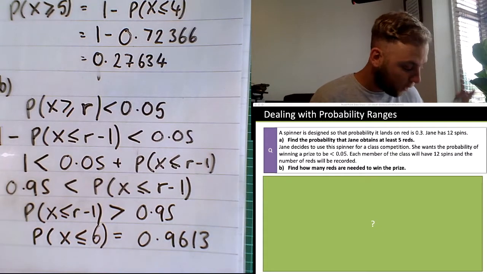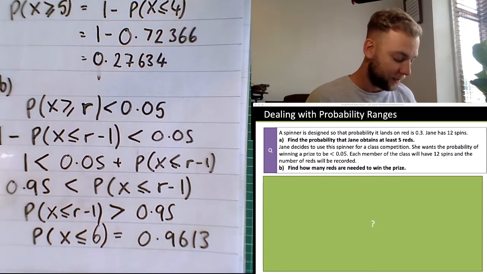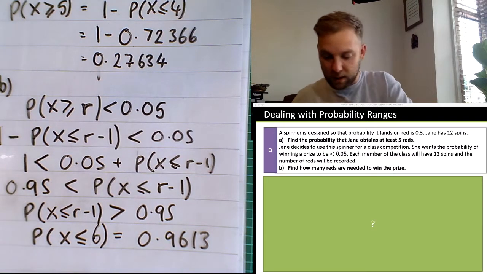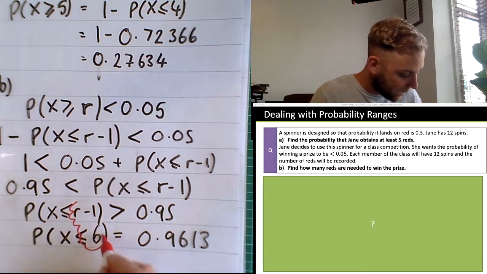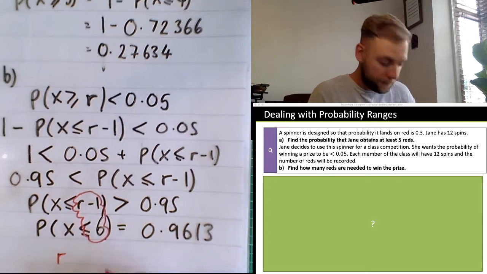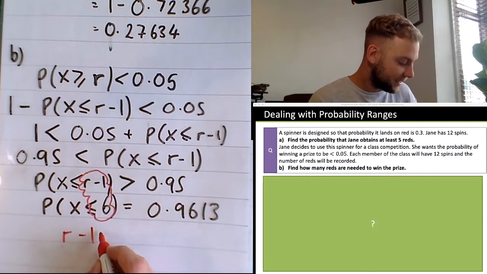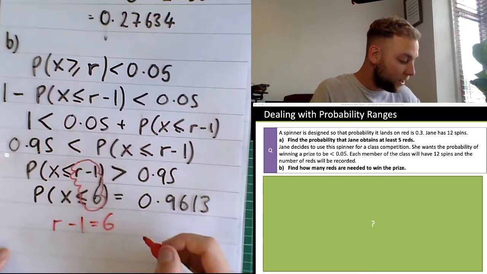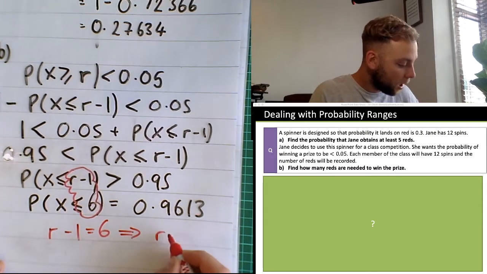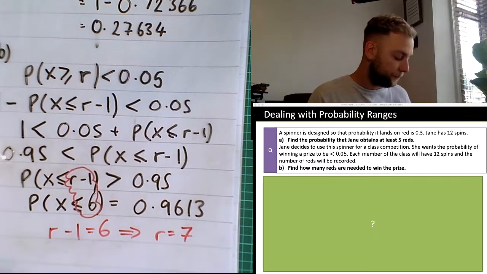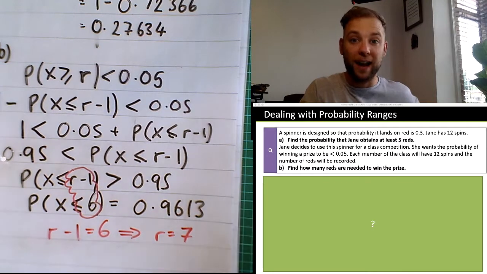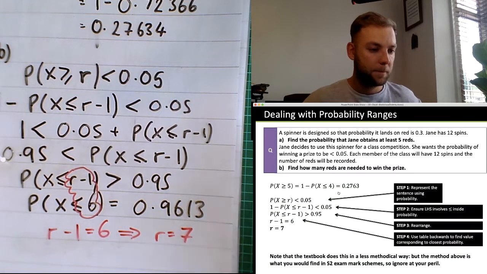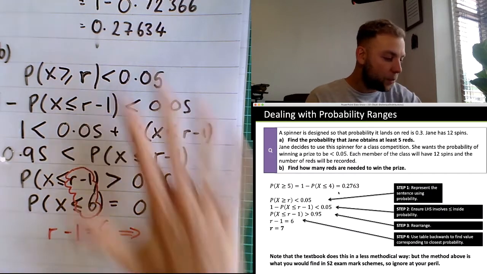This is the first one that goes above 0.95. So because this is discrete data, it must be one of these. So what we're saying now is that R minus 1 is equal to 6, because that's the first one that goes over. So in which case, R must be equal to 7. Now that is tough, that is really tricky. Okay, let's just check that and make sure I've got it right. Yeah, brilliant.